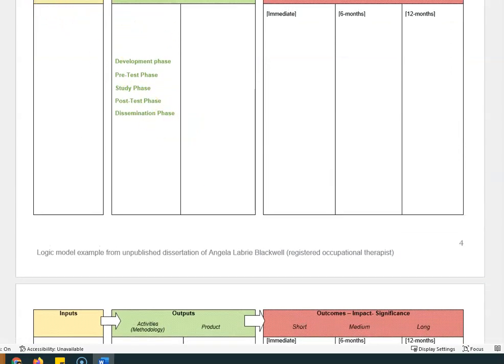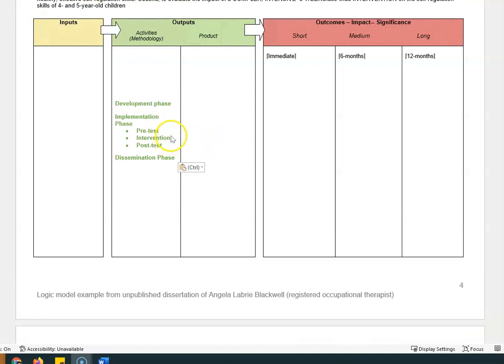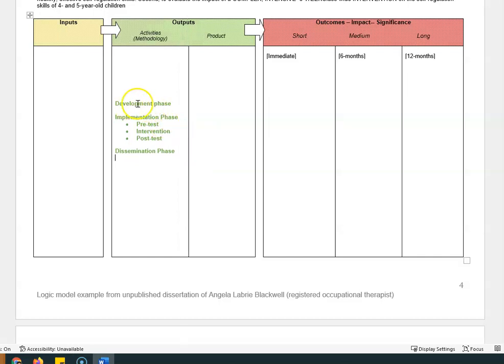Let me pause. I see one error. Okay, jumping back in here. I just edited these phases for greater clarity. We have a development phase, then an implementation phase, and then a dissemination phase. Within the implementation phase, I did a pre-test of the children, the teachers, and the environment, did the 8-week intervention, and did the post-test, concluding with the dissemination of the results.